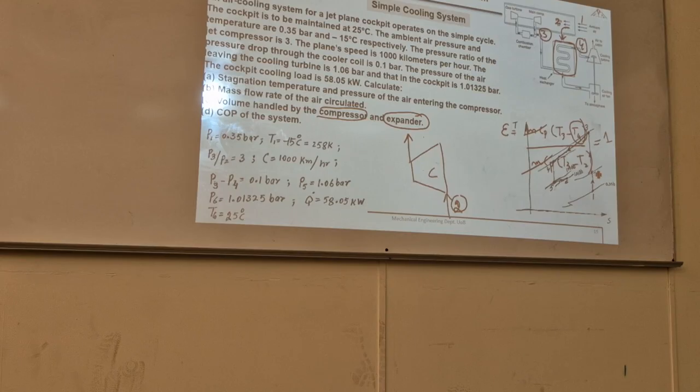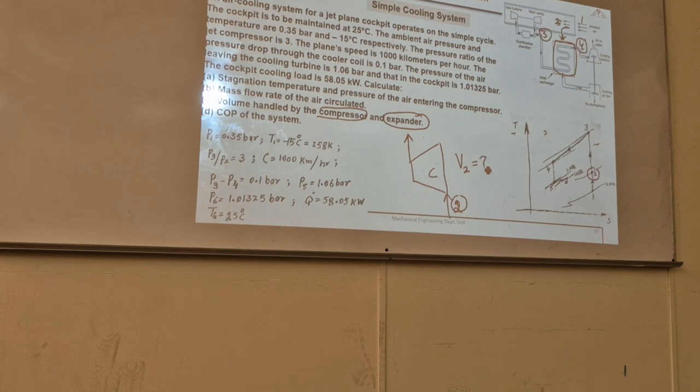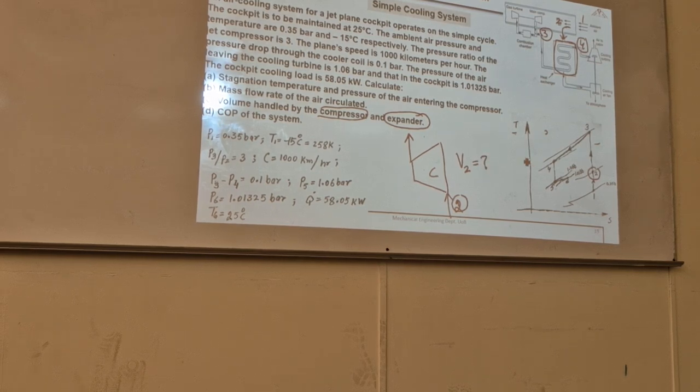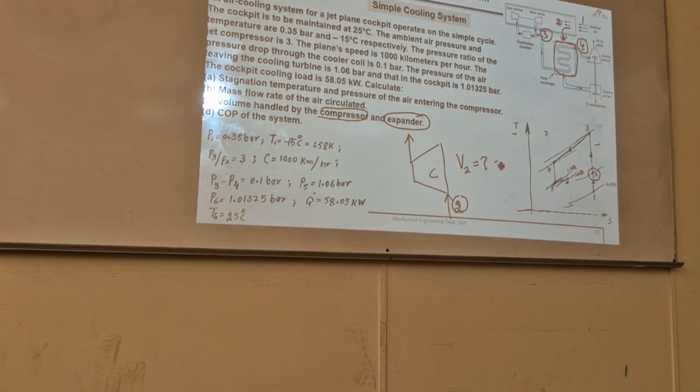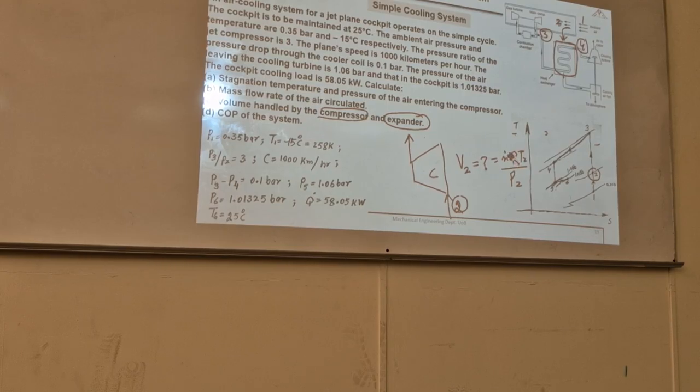In this problem, here is the compressor. Inlet of compressor is point 2. So it means we need to find out V2. How to calculate V2? We have the temperature. m dot R T2, because ideal gas, divided by P2. That will be V2. M dot we already calculated, because we have m dot, not m.